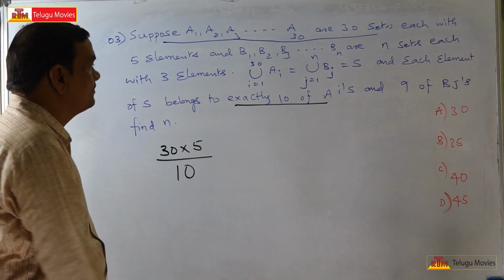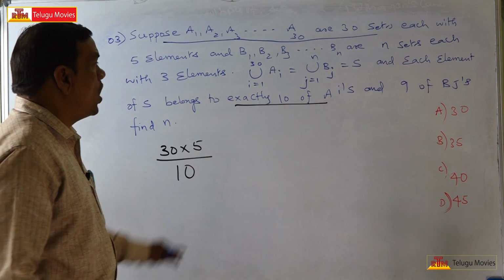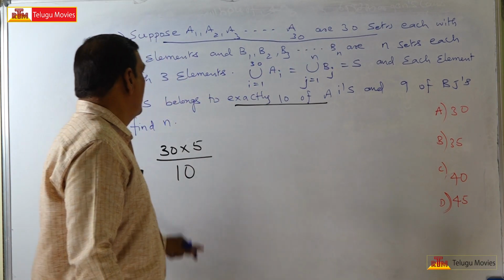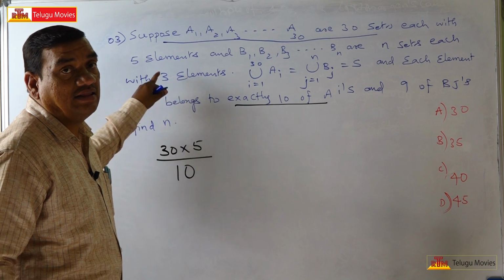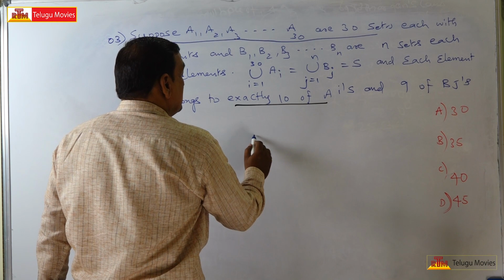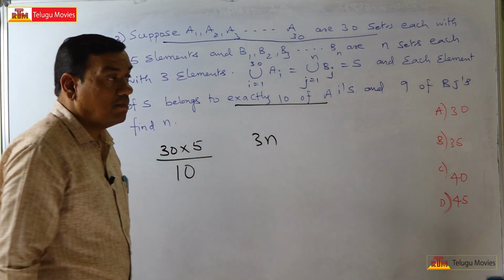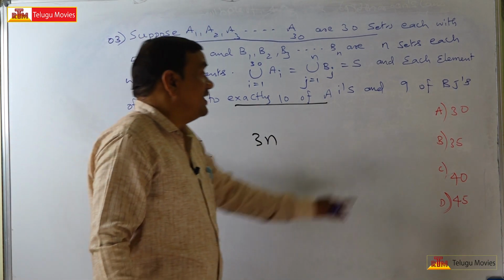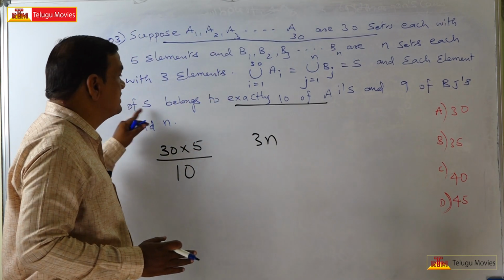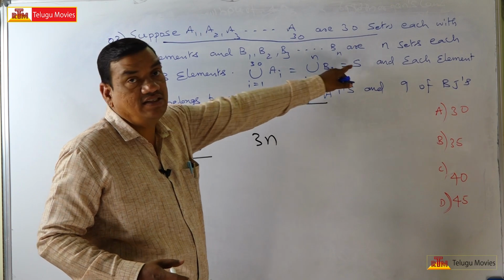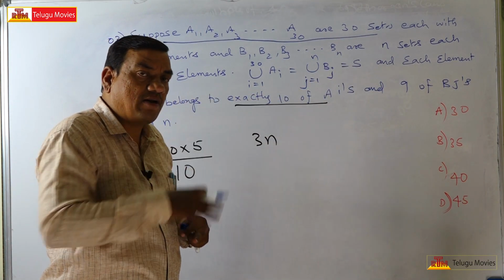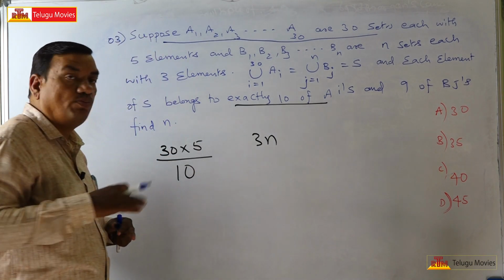That is about A. Coming to B, how many sets are there of B type? N sets are there, each with 3 elements. That means the total number of elements belonging to B is 3 into N. But in that, 9 elements are common to all the sets B1, B2, B3 and so on.